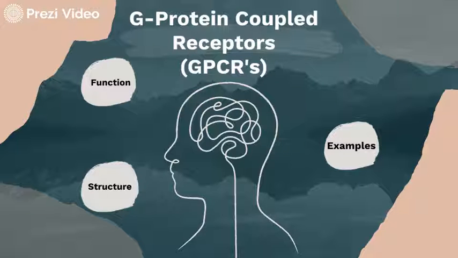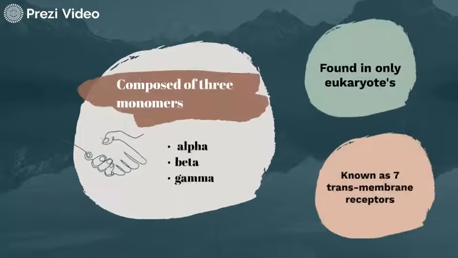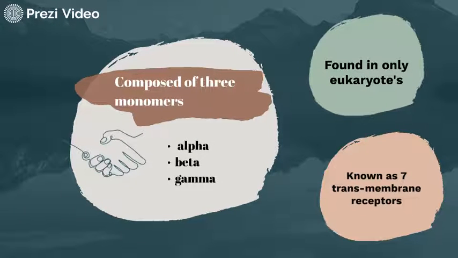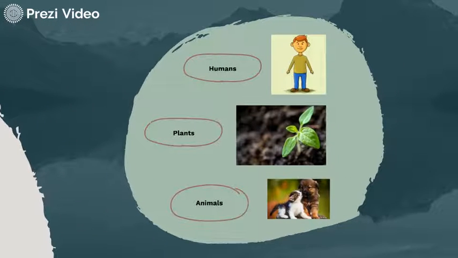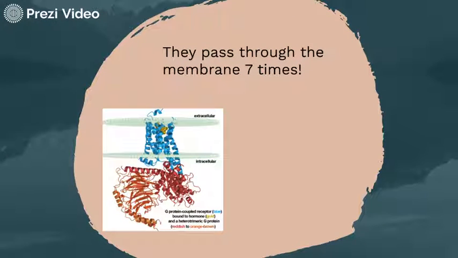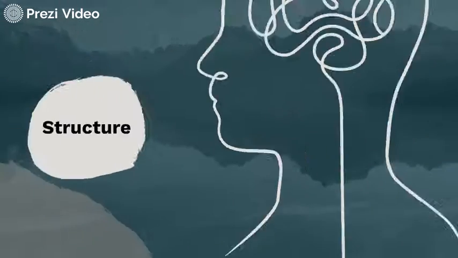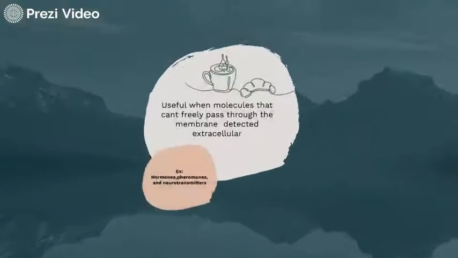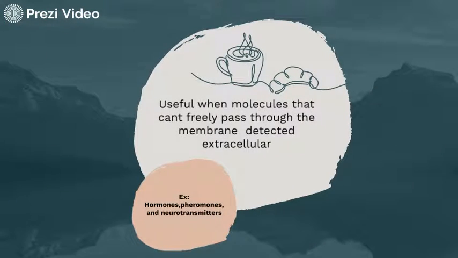First, let's get into what makes up a G protein receptor. It is made of three monomers, such as alpha, beta, and gamma, and it is found in only eukaryotes, such as humans, plants, animals, and even yeast. They are considered 7 transmembrane receptors because they are capable of passing through the cell membrane 7 times. So let's get into their specific function or role in the cell.